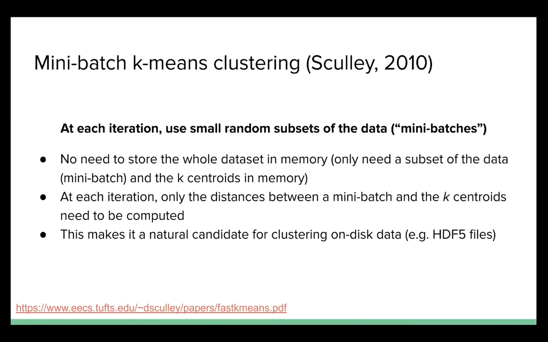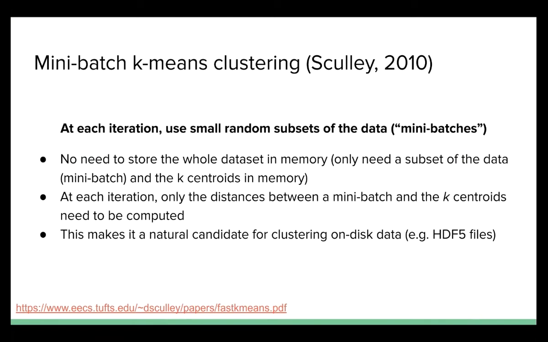In contrast, there's an algorithm called mini-batch k-means that was developed by Sculley in 2010. And the idea here is that at each iteration, instead of using all the data in memory, we're going to only use a random subset of the data, and we call these mini-batches. This could be a relative number, such as 1% or 5% of the data, or it could be an absolute number, such as 100 observations or cells, or 500 observations or cells.